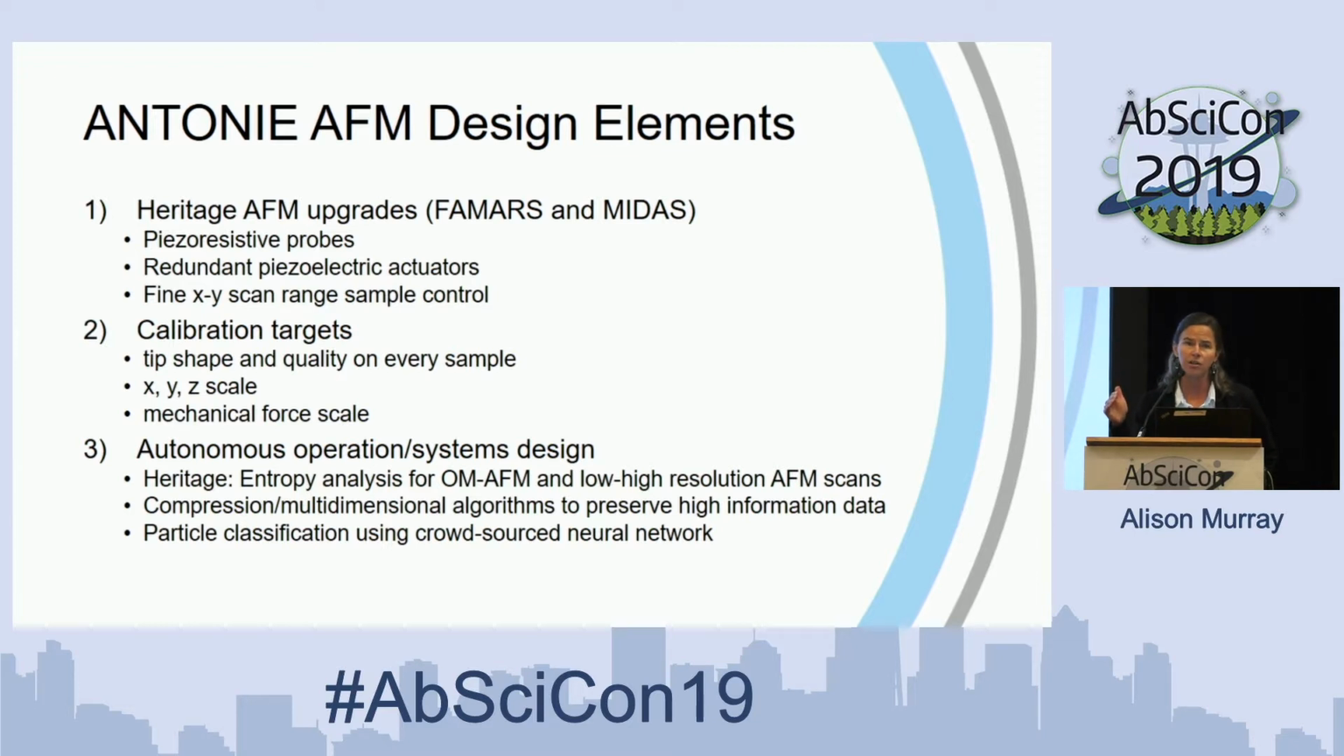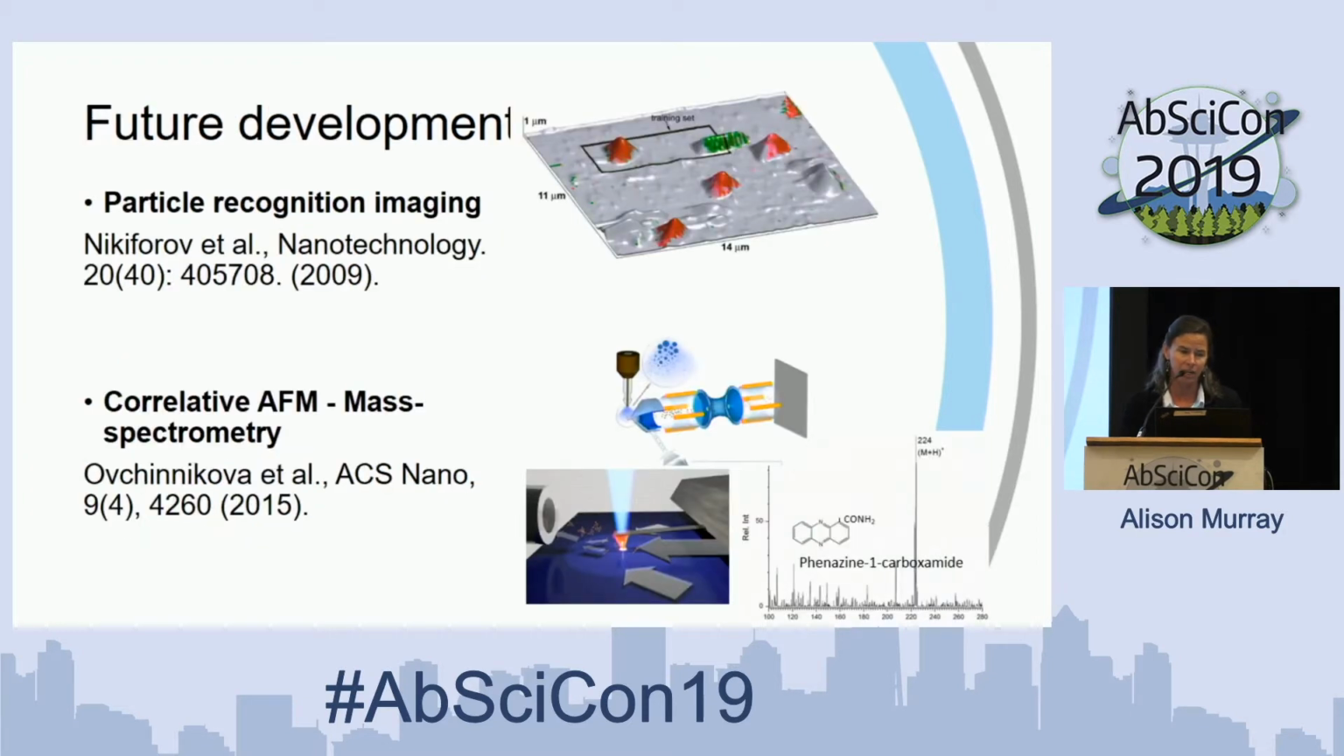We think calibration targets are needed for every sample processed so that you can get tip shape on each sample, as well as the XYZ and mechanical force scales. Autonomous operations are going to require image analysis. Some of this can be adopted from heritage algorithms that were developed from the Phoenix mission, but we also have ideas for how to compress the data to preserve the high information aspects of it, as well as for developing neural networks for particle classification.